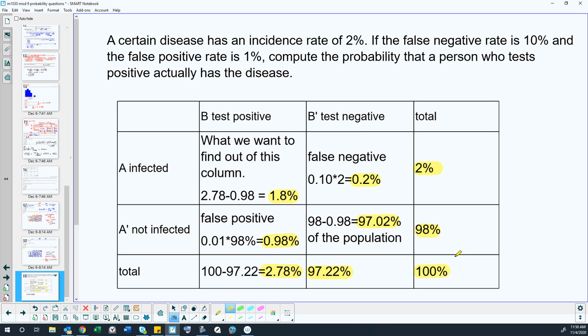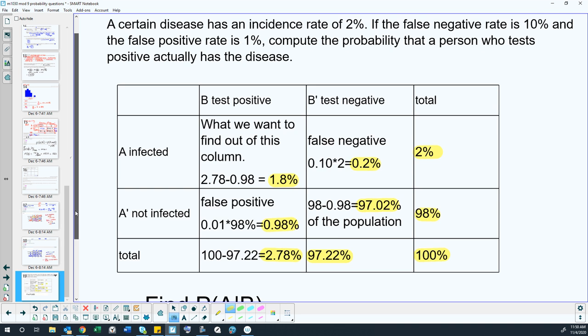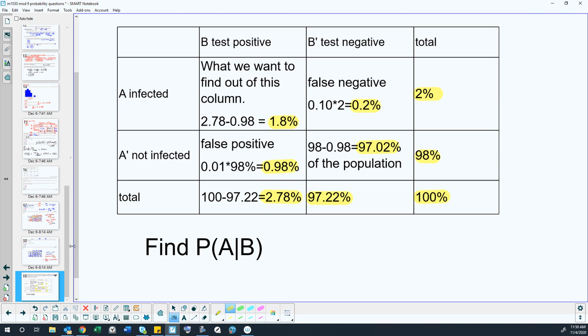Okay, now that we have our chart done, and I took a lot of time explaining that, but I wanted to make sure we understood where all these numbers come from. Now we can go ahead and find our probability. So we're trying to find the probability that someone is infected given that they tested positive. So that means we're finding the probability of 1.8% of the population that is infected and tests positive. So they are infected and the test comes back saying that they're infected. So that's 1.8% of the population.